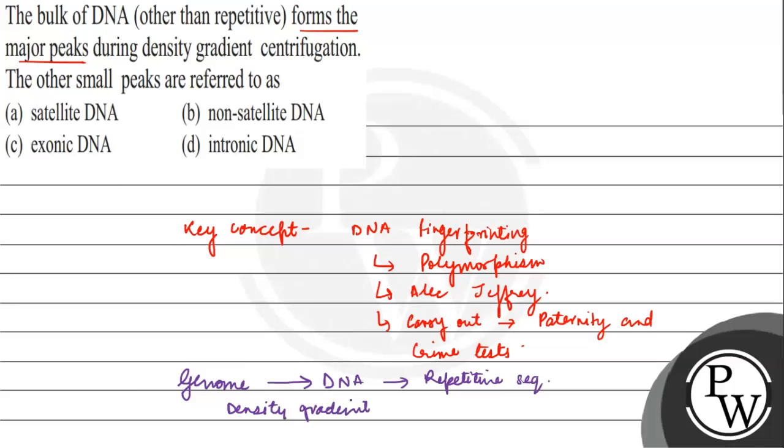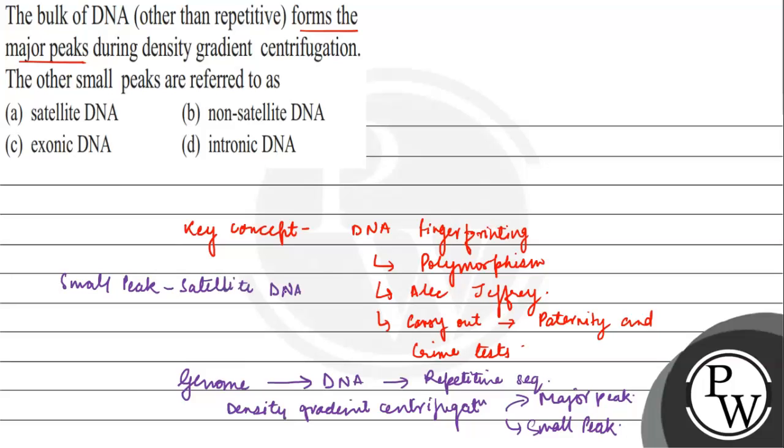gradient centrifugation, we acquire two peaks. The first peak, that of bulk DNA, was the major peak, and the other peak obtained was the small peak, or you can say minor peak. And this small peak represented the satellite DNA, which includes VNTR, STR, and minisatellite and microsatellite.